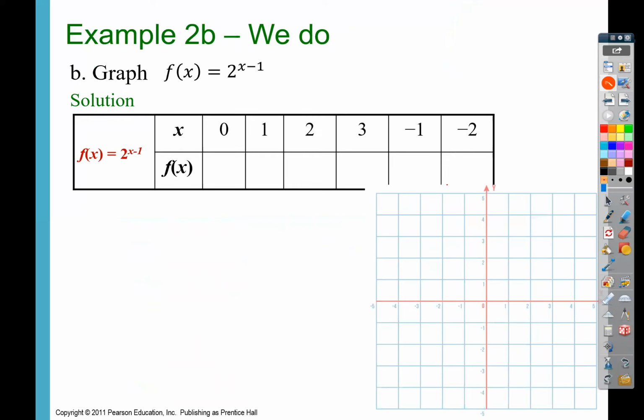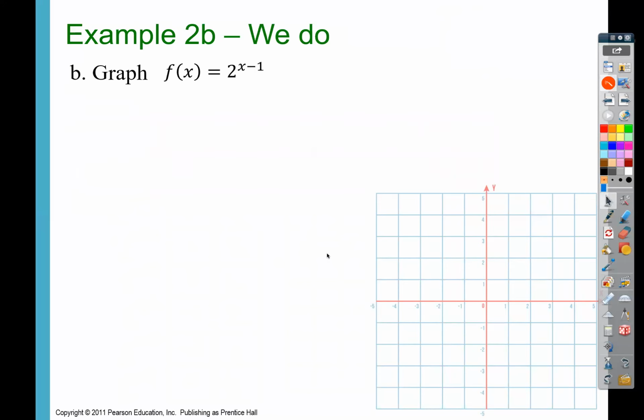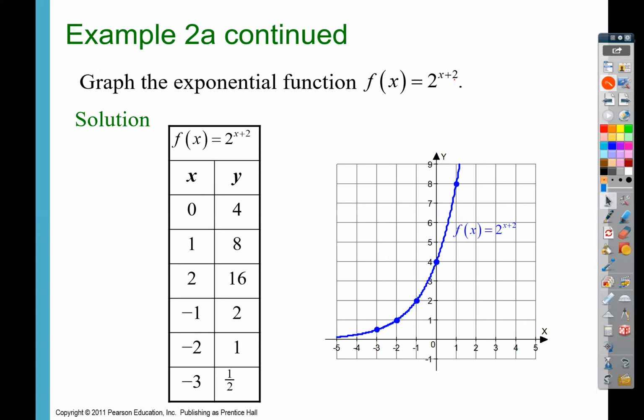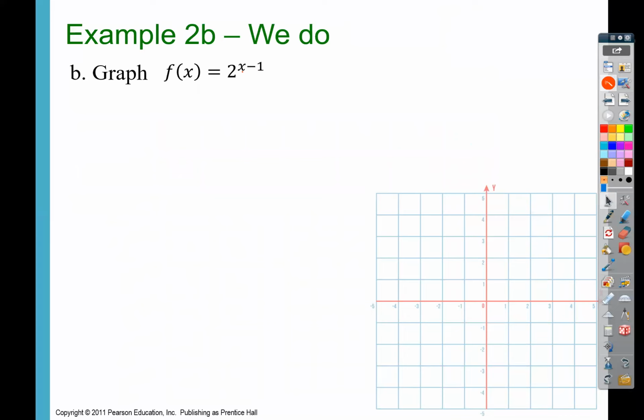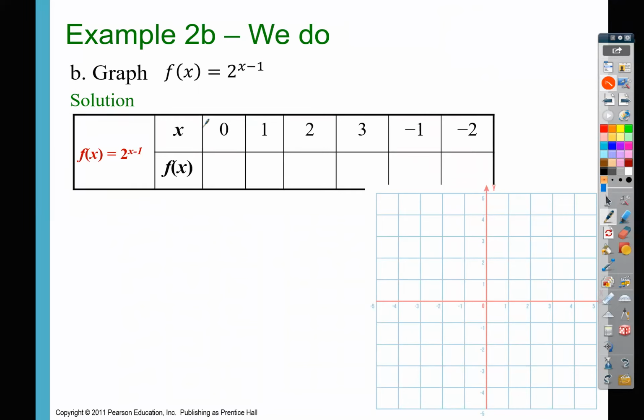Okay, so let's do this one together. So we're just plugging in numbers to see how this thing is graphed. So what do you think the transformation is going to be on this one? Since it's -1 and it's inside the exponent, that's going to go to the right one. Let's go back to the last one we just did. This is +2, so that's going to go left 2. This is -1 inside the parentheses, so it's going to go to the right one. Okay, so let's plug this in and see what we get.